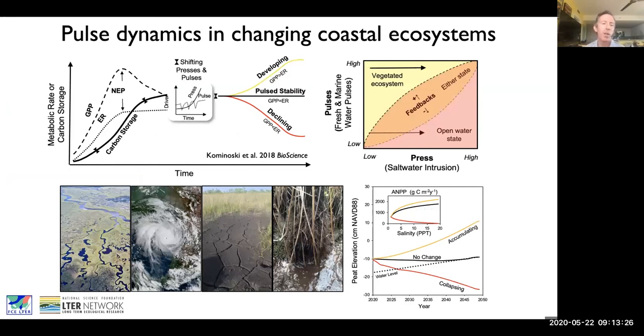I want to end briefly by saying that in the future, we're using patterns of trajectories of change in coastal systems to understand how pulses of hydrology are changing with presses in other frameworks of change, and looking at how these changes are affecting large-scale landscape patterns of vegetation as our saltwater continues to increase and our freshwater pulses continue to increase throughout our landscape.